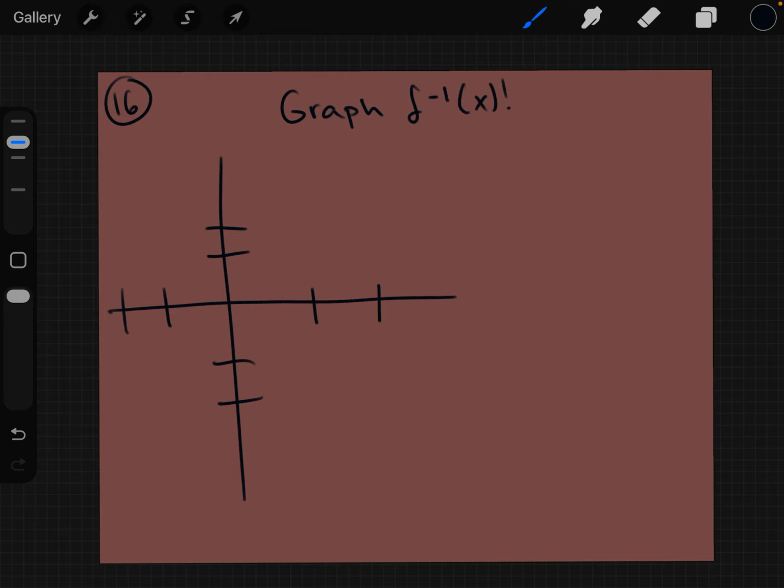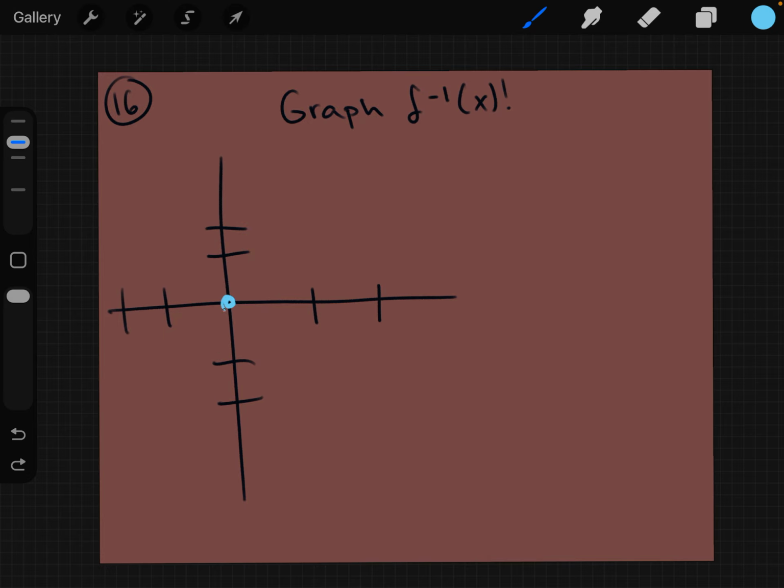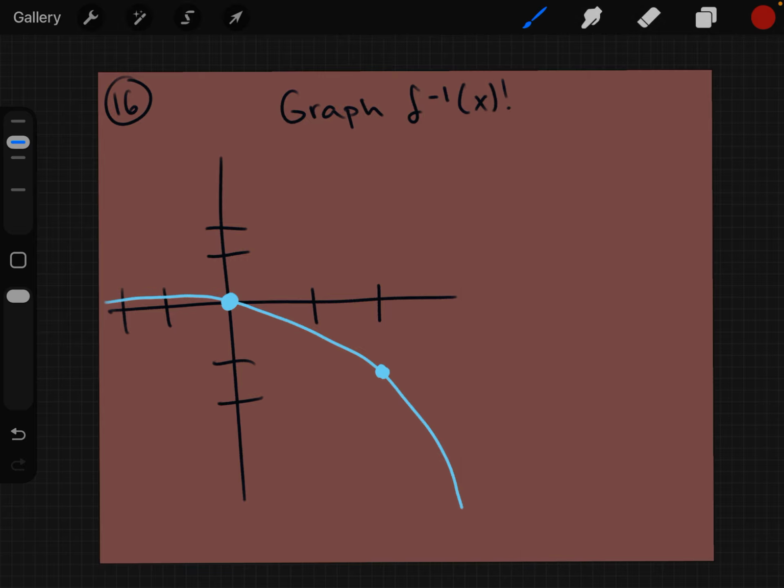So we had a point at 0, 0. Let me do this in colors. F of x will be in blue. 0, 0, and then 2, negative 1. And the line looked like this. So they told me to graph the inverse. So we need to find our points. We have points at 0, 0, and 2, negative 1.